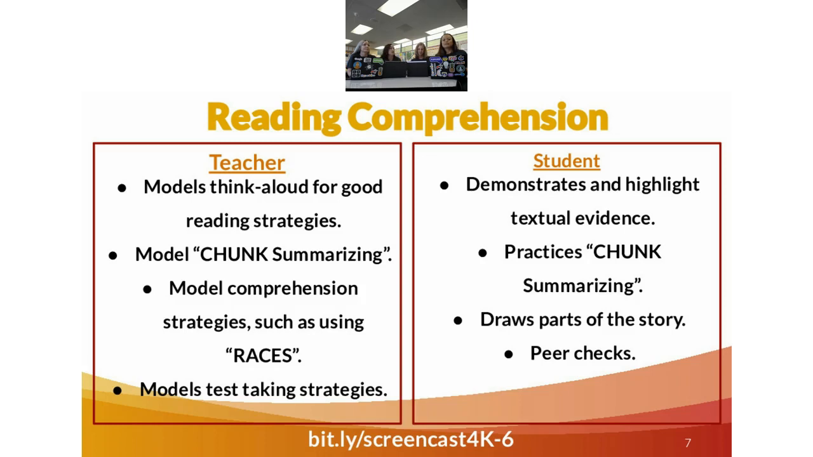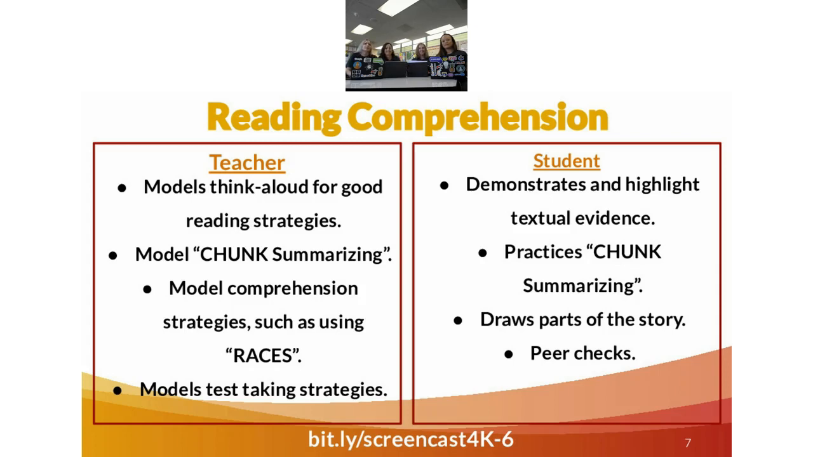And RACES is a strategy we use at our site so students can write constructive responses to questions. So when we say RACES, that's what we're referring to. The R's: restate, answer, cite, explain, summarize. If you haven't heard it, check it out. It's pretty cool. It's done wonders.